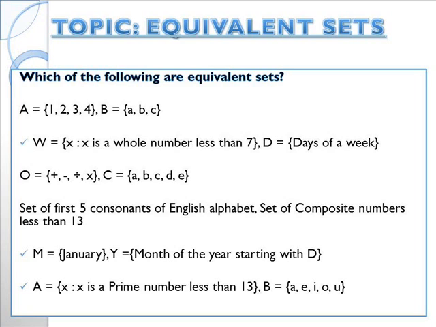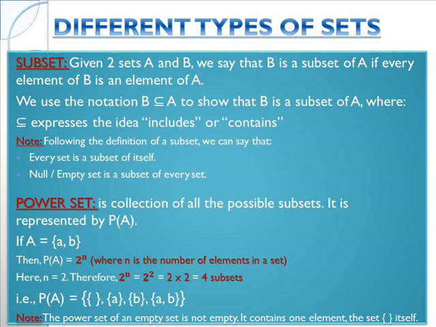Then we have the final pair of sets. A is equal to {x such that x is a prime number less than 13}. Well, the prime numbers less than 13 are 2, 3, 5, 7 and 11, which are 5 in number, and B is a set of vowels a, e, i, o, u, which are also 5 in number. So A and B having same number of elements are equivalent sets. I hope that now you have a clear idea of equivalent sets.